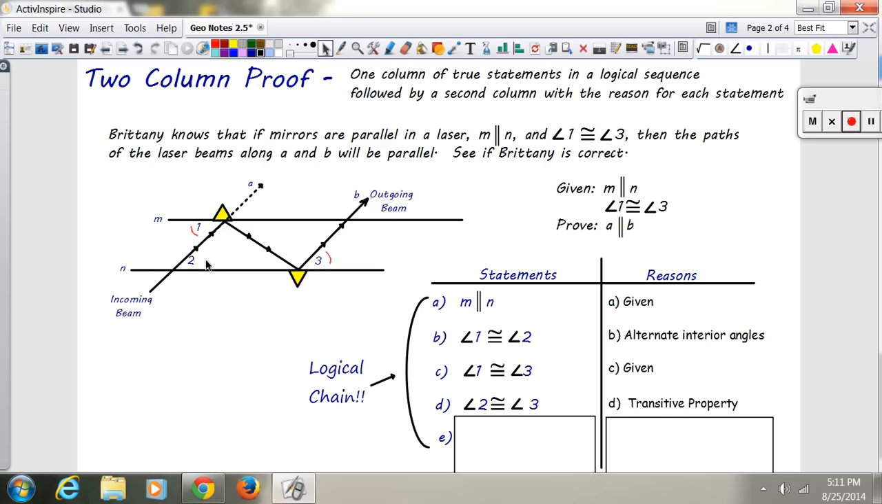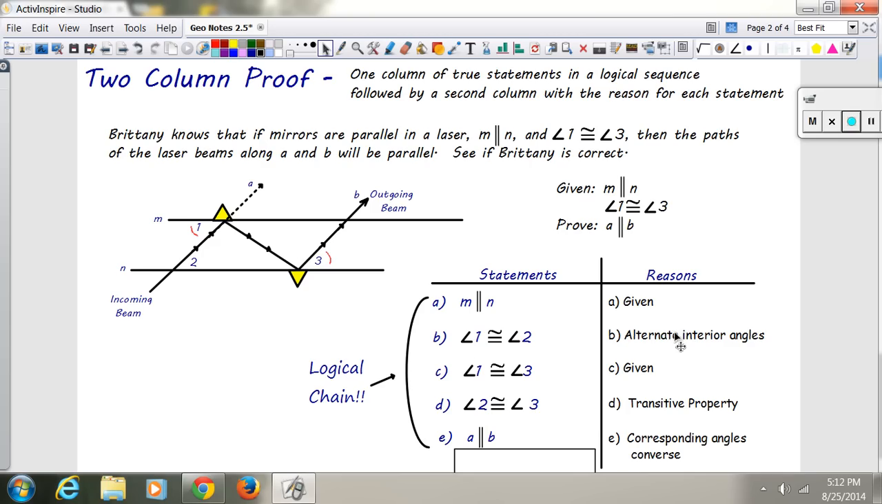And if 2 is congruent to 3, then A has to be parallel to B, because 2 and 3 are a special name. We talked about those in class today. Those are called corresponding angles. If corresponding angles are congruent, then the lines have to be parallel. That's what the converse says. If the angles are congruent, then the lines are parallel. So angle 2 and angle 3 are going to make these two lines parallel.